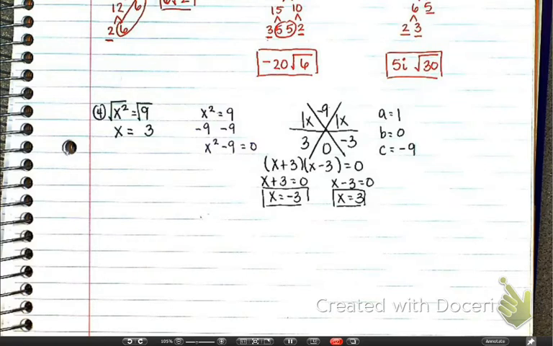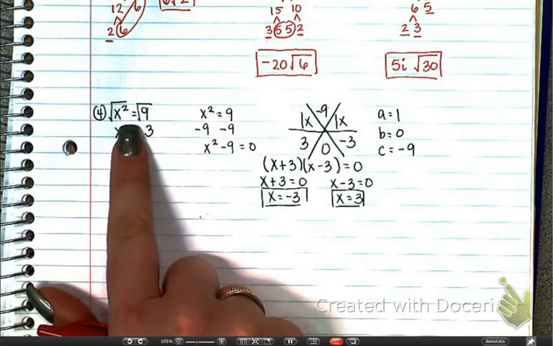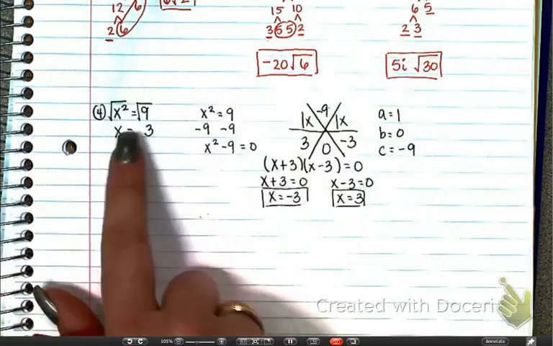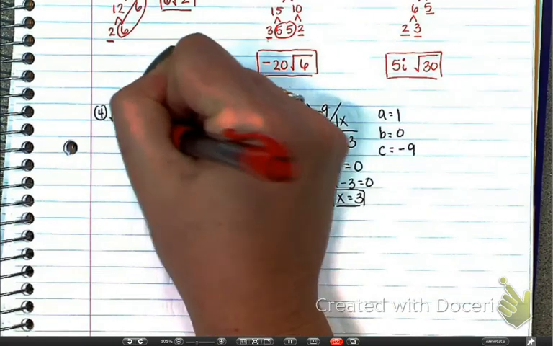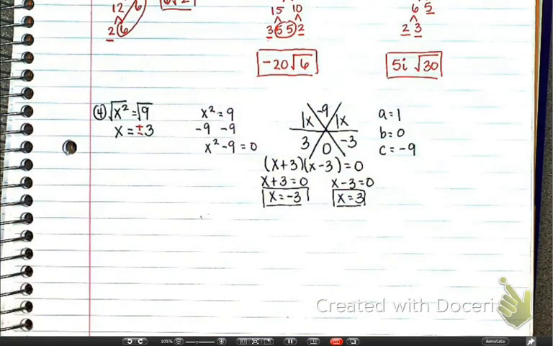Negative 3. What's negative 3 squared? 9. Okay. So here is something that you have to be very careful of, which most people will miss for a bit. When you actually solve, not simplify, when you solve by taking square roots, you always have 2 answers, a positive and a negative answer.